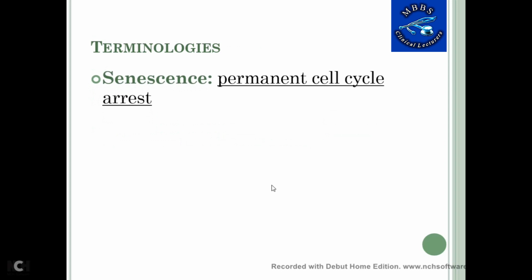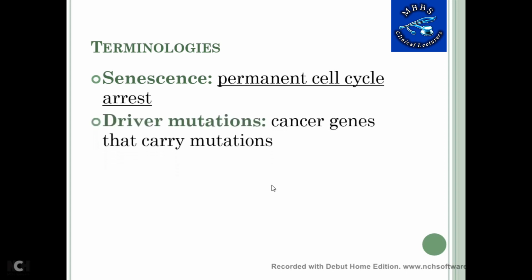Now, certain other terminologies are important for you to know. What is senescence? In a cell cycle, we know that there is a cell division, right? So whenever the cell cycle stops, the cell division stops, and if it is a permanent stop, then it is known as senescence. Then there are certain kind of mutations which are known as driver mutations.